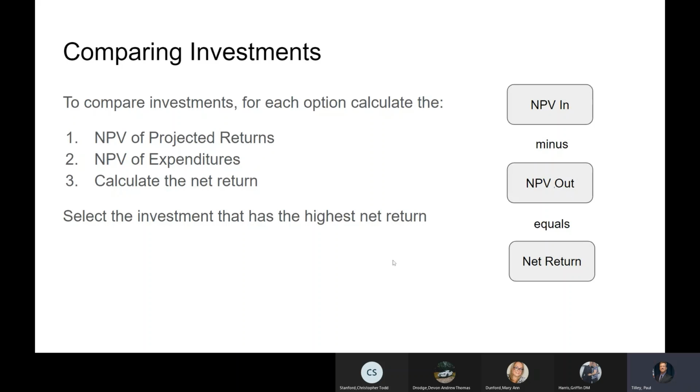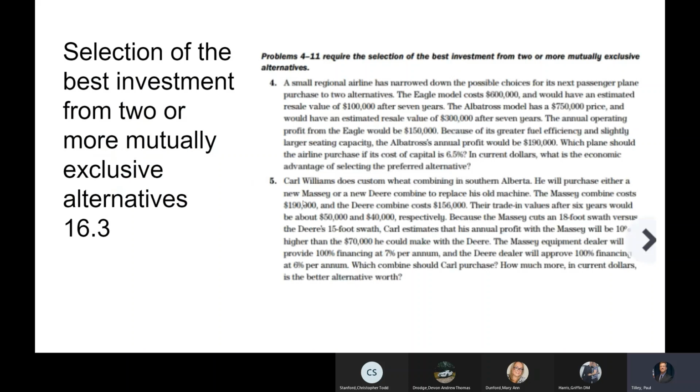So I've got a couple of problems here, and I've got to work backwards on this. So I'm going to look at number 5 first. I'm just going to bring you through the logic of it. I've got a little talk show here that brings you through it. But here's Carl Williams. He does wheat combining in southern Alberta. He will purchase either a Massey tractor, or a Deere, a John Deere tractor. So he has 2 tractors he's trying to decide between, and he's making the point of which one should I buy?